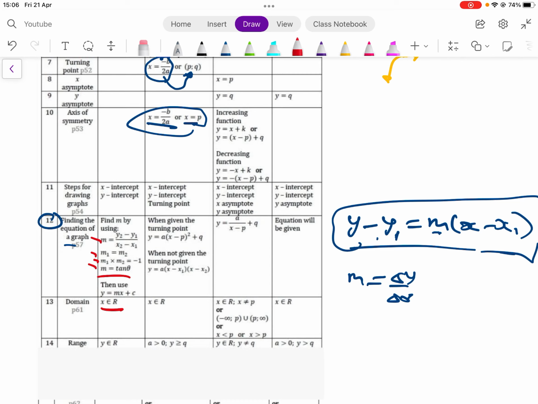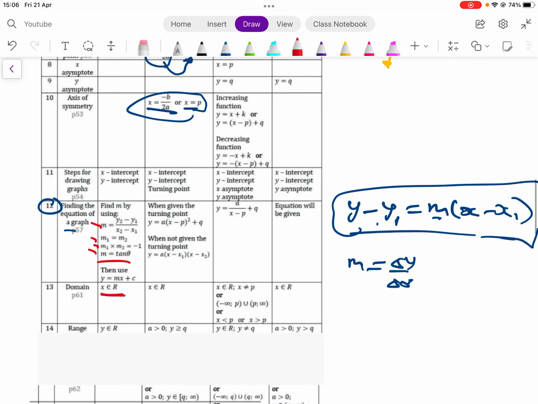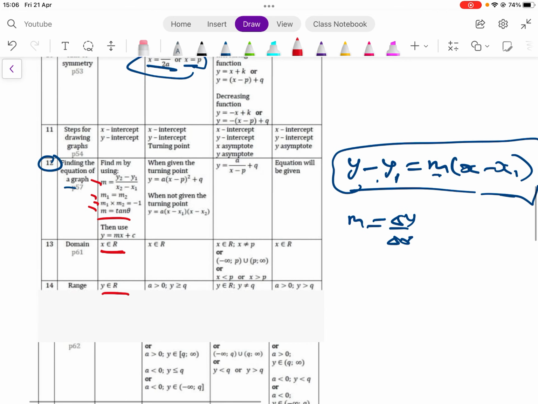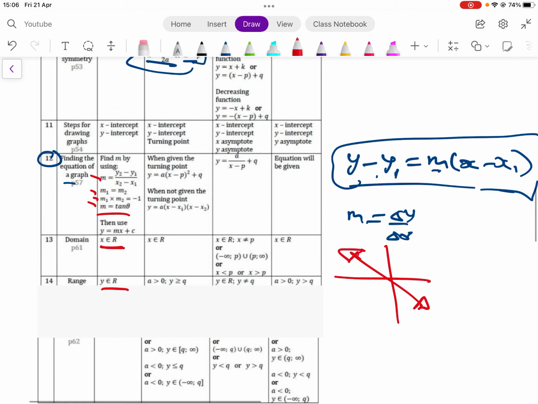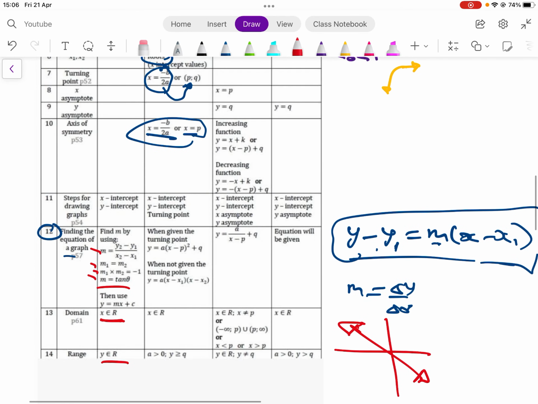For the linear graph, x is an element of real numbers, that's the domain, and y is an element of real numbers, that is the range. Because usually when you draw a linear graph, you draw it like this, and you just show that it goes to infinity in either direction, up or down, and on either side, left or right as well.